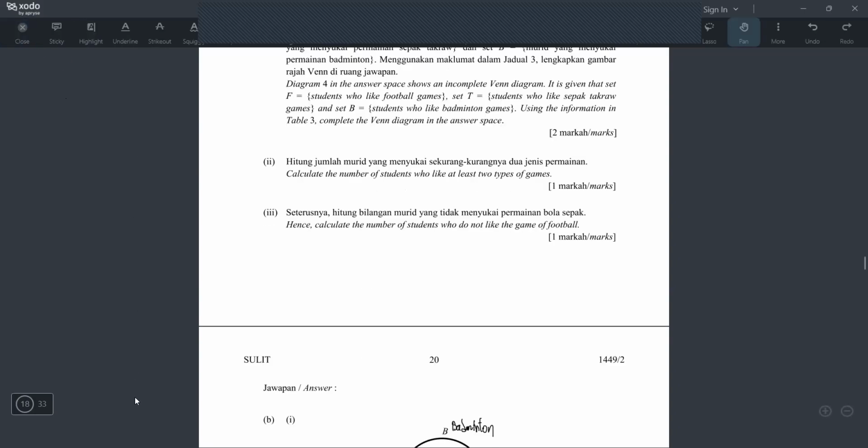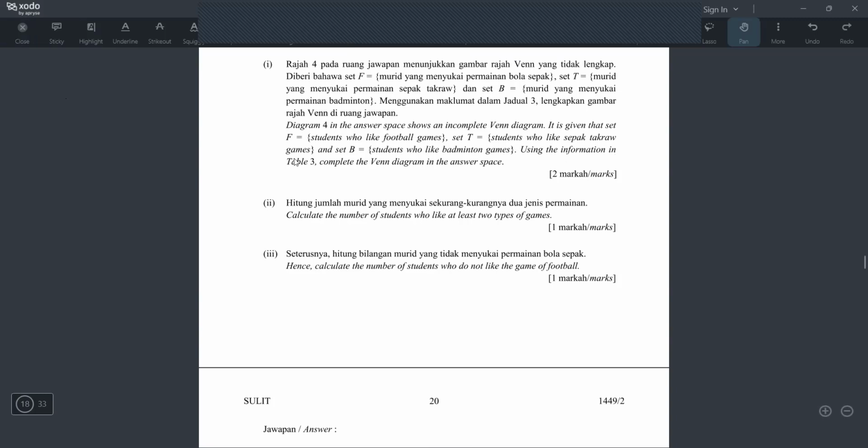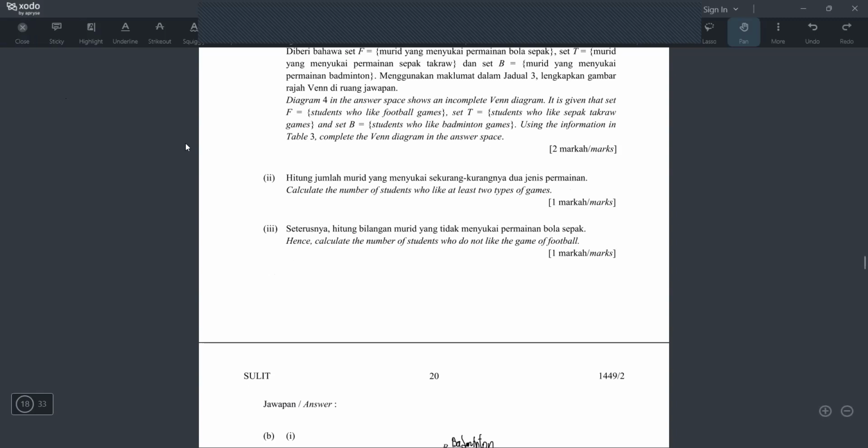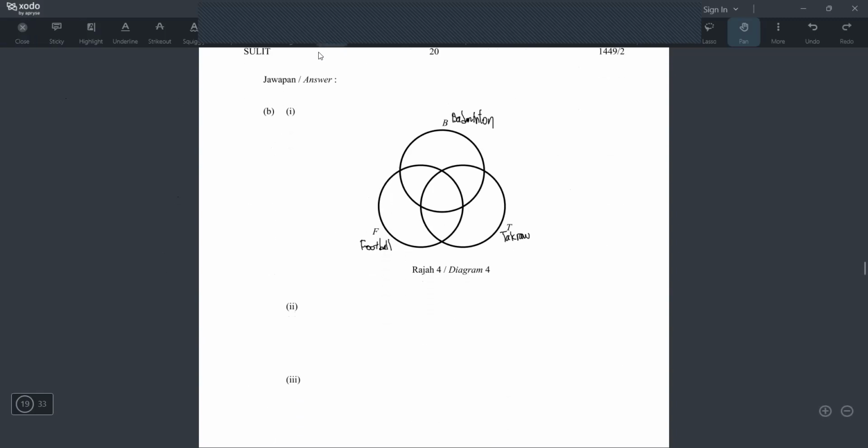And then tengok atas. Using the information in table 3, complete the Venn diagram in the answer space. Okay, before I look at the table 3, I want to explain something very important to you. This is a very important concept for you to understand.